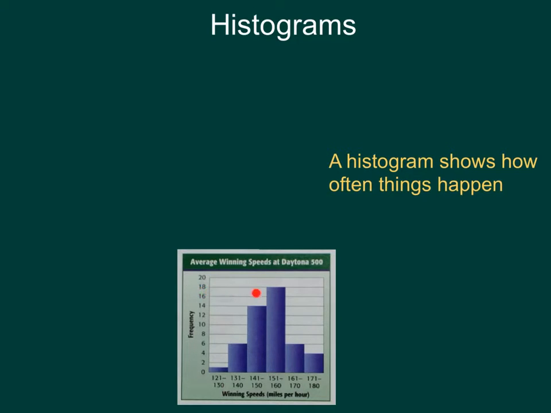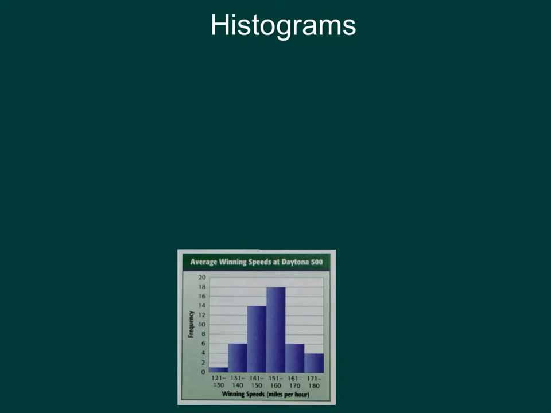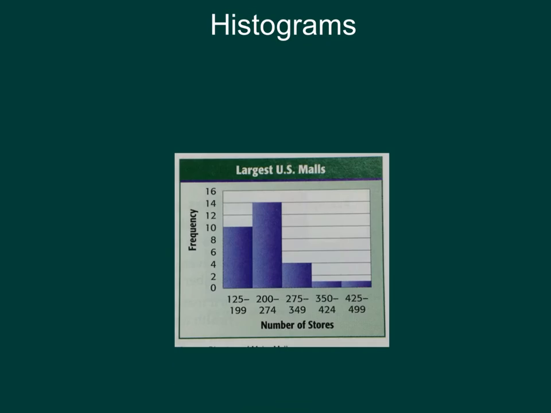Now I can see really easily that this was the most frequent winning speed. So I can see 18 times the winner of the Daytona 500 was going between 151 miles an hour and 160 miles per hour. Okay, so you can see the different categories that we have here. And then we can see how often that happened right here.